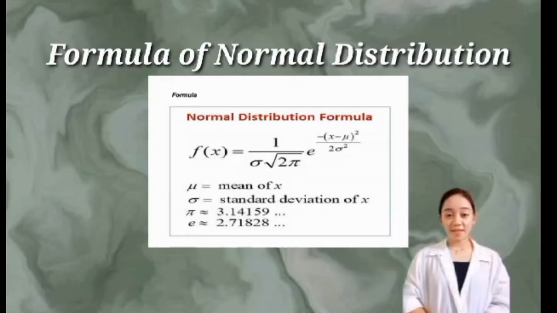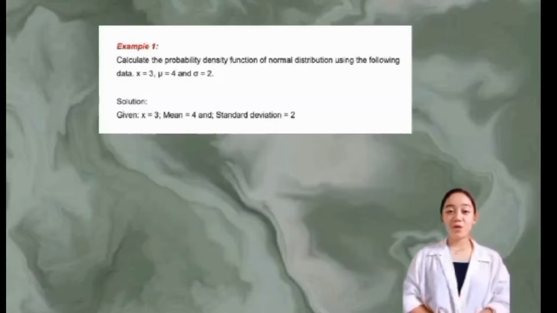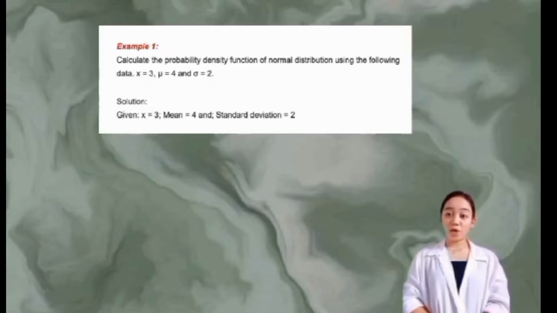To further understand the formula, let us apply using some examples. Example number 1. Calculate the probability density function of normal distribution using the following data. Random variable x is equal to 3, mean or the mu is equal to 4, and the standard deviation or the lowercase sigma is equal to 2.